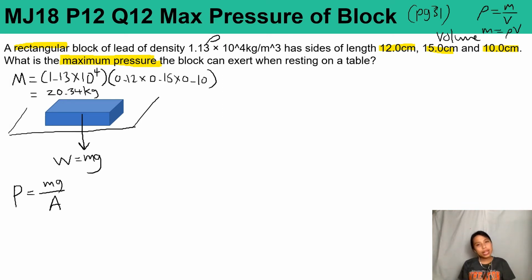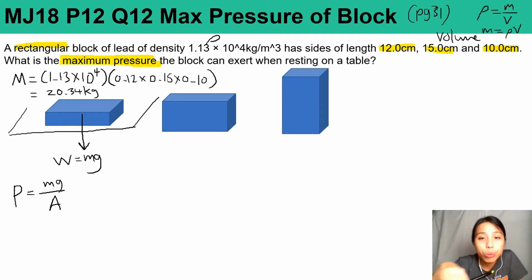That's it. Hang on. Maximum pressure. This block can rotate, right? So I can say it's lying down like that, or it could be like that, or it could be like that. Which one do you think will exert the maximum pressure on the table? Orientation A, B, or orientation C? If you guessed C, that is correct. Why? Because of the cross-section area. What is the area touching the table?